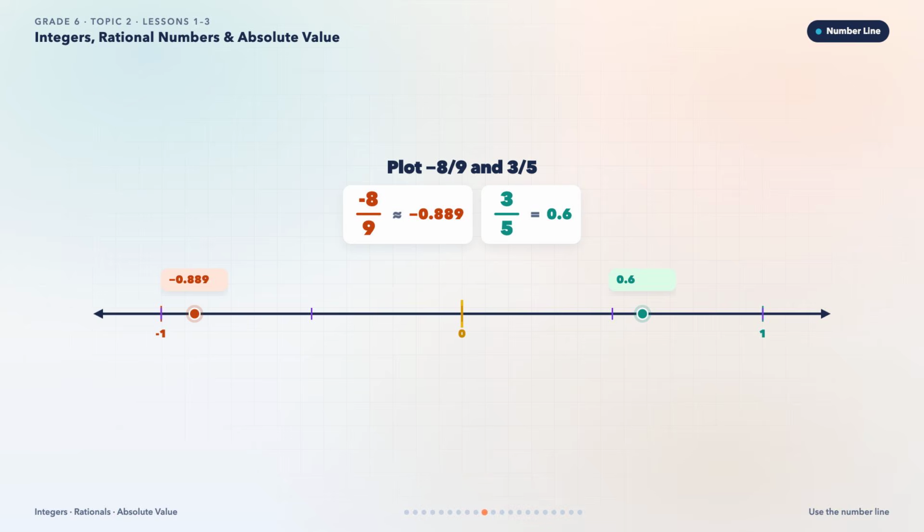0.6 sits between 1/2 and 1. Now swap the decimals back to the original fractions, negative 8/9 and 3/5. Converting to decimals makes the positions easier to estimate.